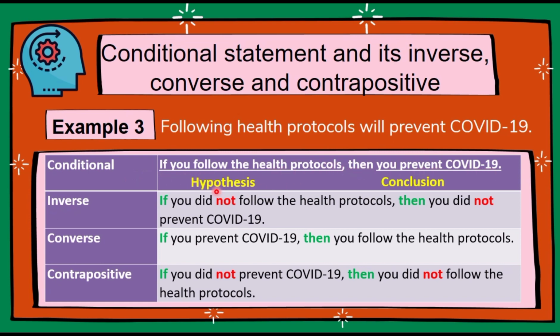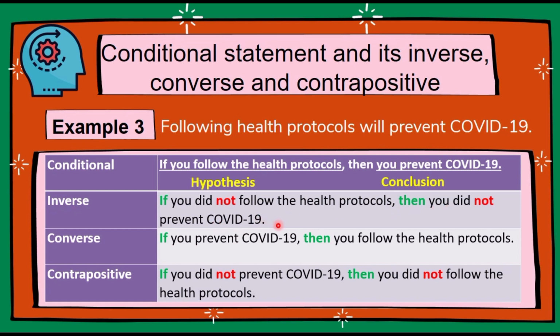So our first step is to identify what is the hypothesis and what is the conclusion. So in this statement, the hypothesis part is if you follow the health protocols, and the conclusion part is you prevent COVID-19. To form the inverse statement, we simply negate the hypothesis and the conclusion. So how? We just put the word not on the hypothesis and on the conclusion. So in the inverse statement is, if you did not follow the health protocols, then you did not prevent COVID-19.